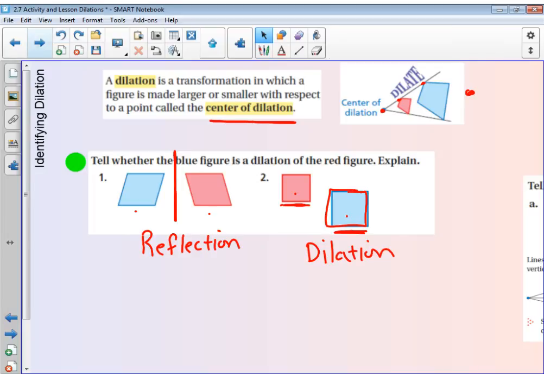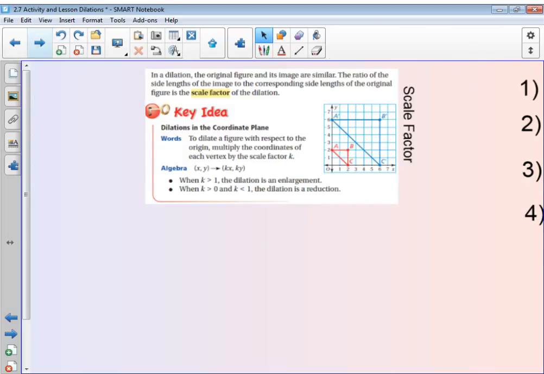Okay. All right, so we're going to work a little bit more. It says in dilation, the original figure and its image are similar. The ratio of the side lengths of the image to the corresponding side lengths of the original figure is a scale factor of dilation. So you guys worked a little bit with this when you were doing similar figures. Similar figures actually are dilations.